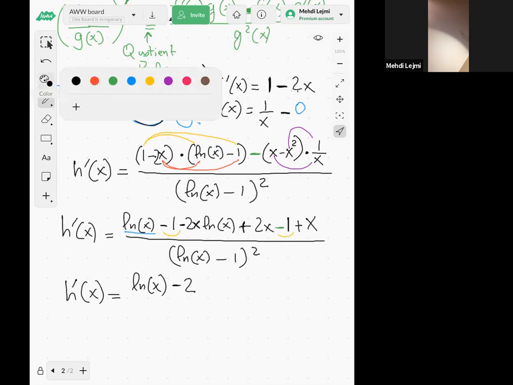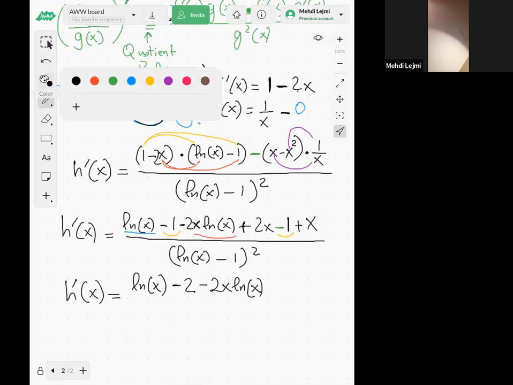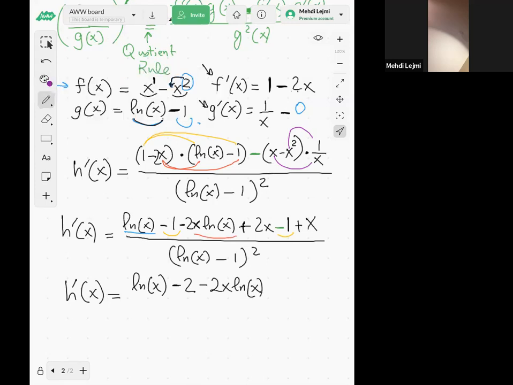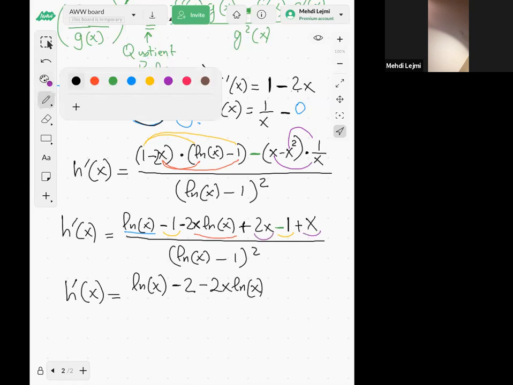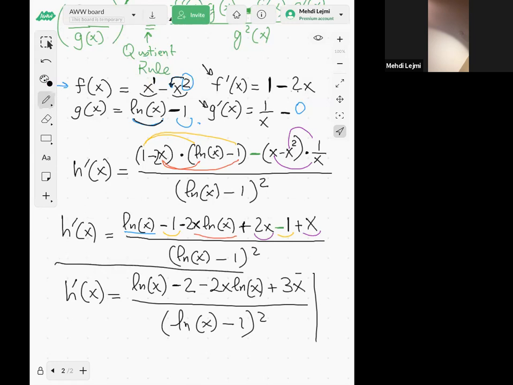Then there is this -2x ln of x. And then there is this plus 2x plus x, so that'll be plus 3x. And the whole thing, of course, divided by natural log of x -1 squared. Okay, so I guess this would be the final answer here after simplification.